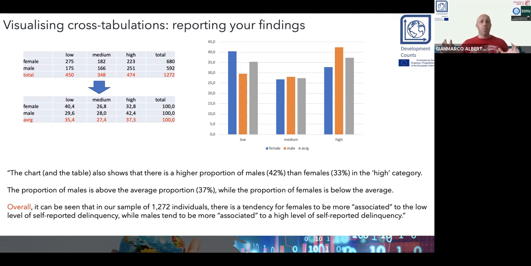And then we can conclude with a short statement summarizing our findings. So overall, it can be seen that in our sample of 1,272 individuals, there is a tendency for females to be more associated to the low level of self-reported delinquency, while males tend to be more associated to the high level of self-reported delinquency.